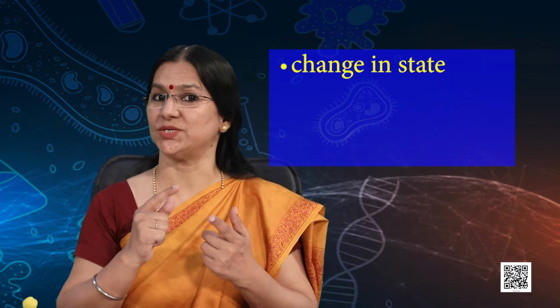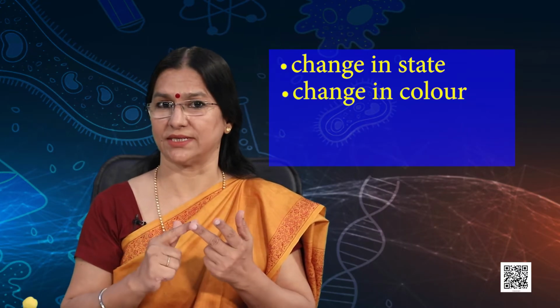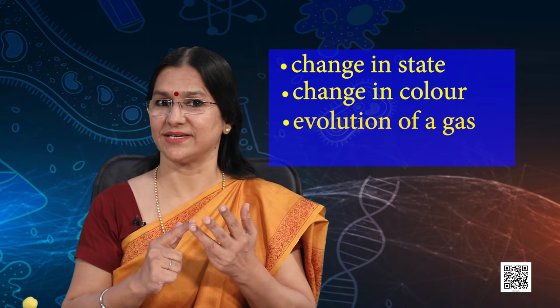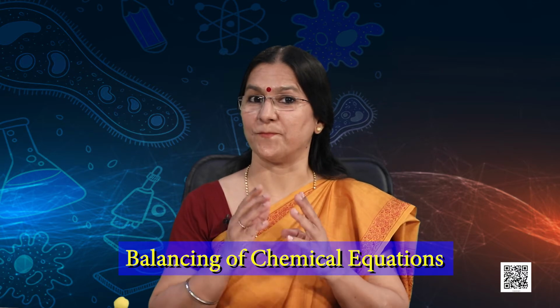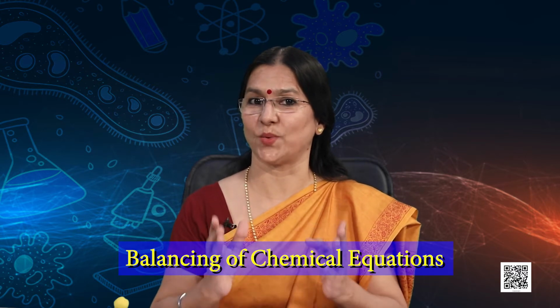As we observe changes around us, we see that there is a large variety of chemical reactions taking place. We observed change in state, change in color, evolution of gas and change in temperature. These may be indicators of chemical reactions. Now, we will learn symbolic representations of chemical reactions under the topic balancing of chemical equations.